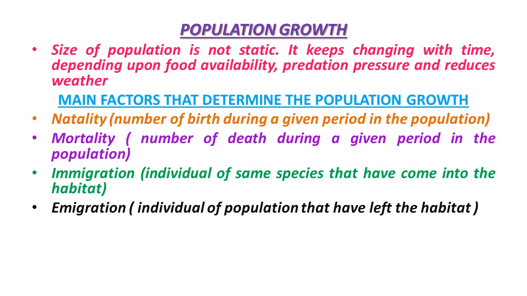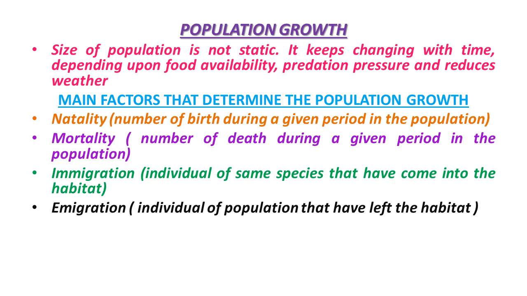Hello students, in continuity of chapter number 13, Organisms and Populations. In this lecture, we are going to discuss population growth. As we know, the size of any population for any species is not a static parameter. It means that it's not a fixed one. It keeps changing with time depending on various factors. So many factors are there. Some of these factors may be food availability, predation pressure and adverse weather.